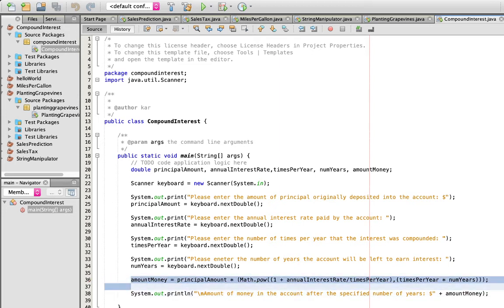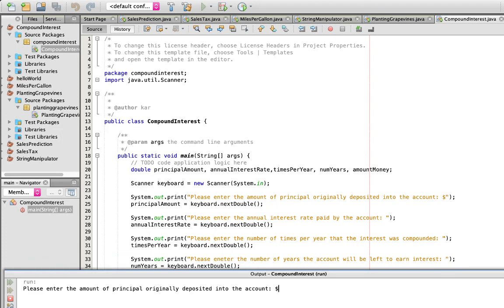I did the amount of money equals principal amount, which is the amount to start with, times Math.pow for the exponent, 1 plus the annual interest rate divided by the times per year. And then this is the exponent, or this is what I thought was the right way to write the exponent. So I don't know if I did the equation right. I know I did all of this right, but I don't know if I did this part right, and this is the most important part. Then I outputted the results, so let's see what the result is.